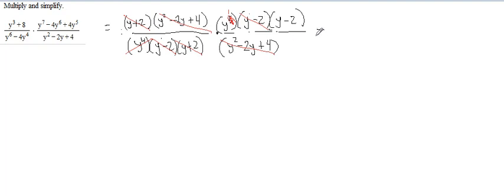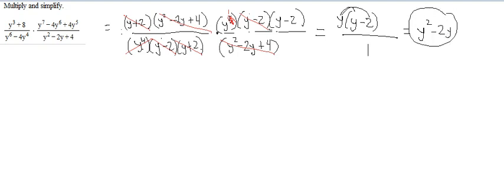So after all is said and done, let's look at the denominator. Every single thing in the denominator was canceled out, so that we just have a 1 down there. And in the numerator, we just have a y times y minus 2. So we could either leave it that way, or we could distribute that through and get y squared minus 2y over 1, or you could just leave it like that. Either one of these answers will be correct.